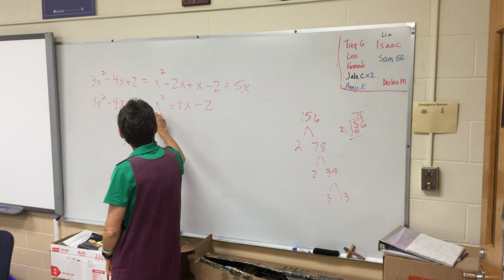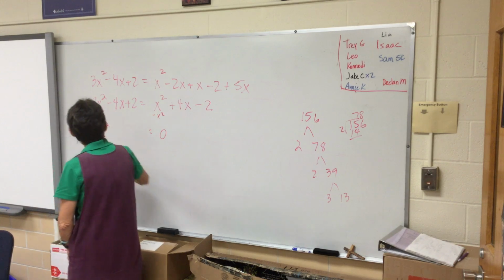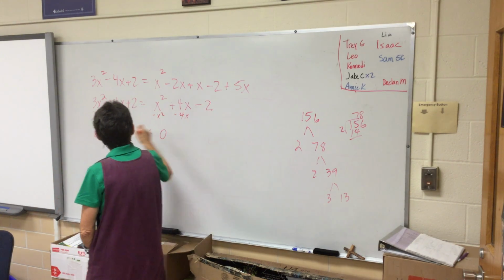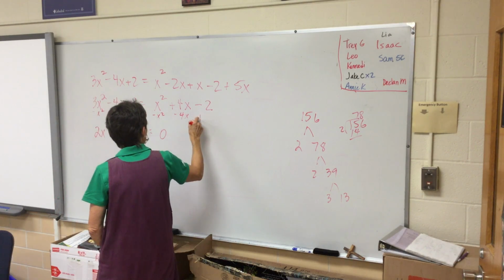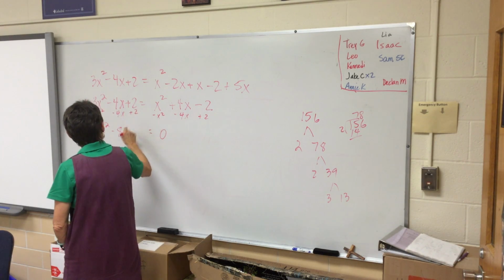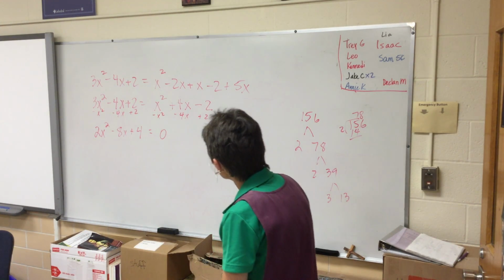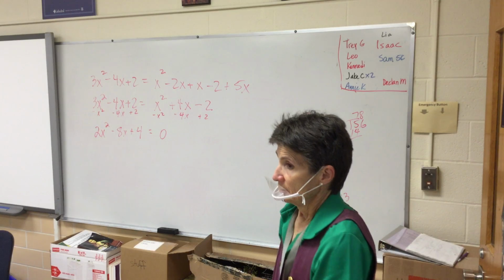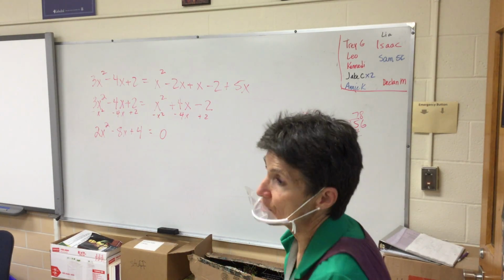So we're going to subtract x squared. That's going to give me 2x squared. I'm going to subtract 4x. That gives me negative 8x. I'm going to add 2. That gives me 4. So did I do my arithmetic correctly? Yes. Now the equation is ready to do something to.